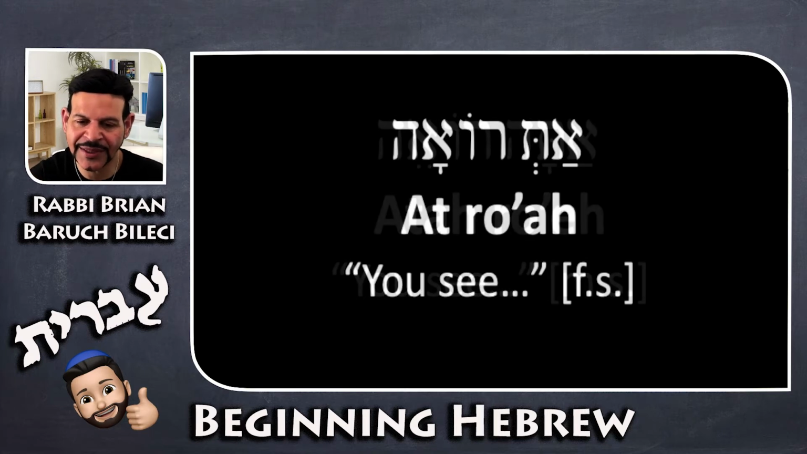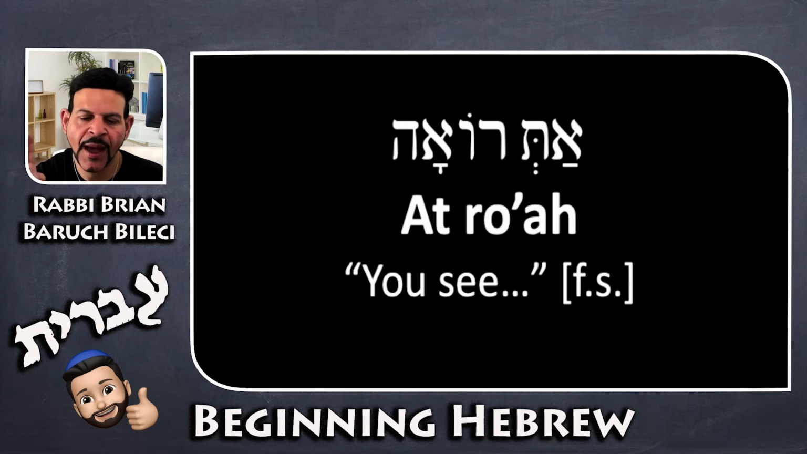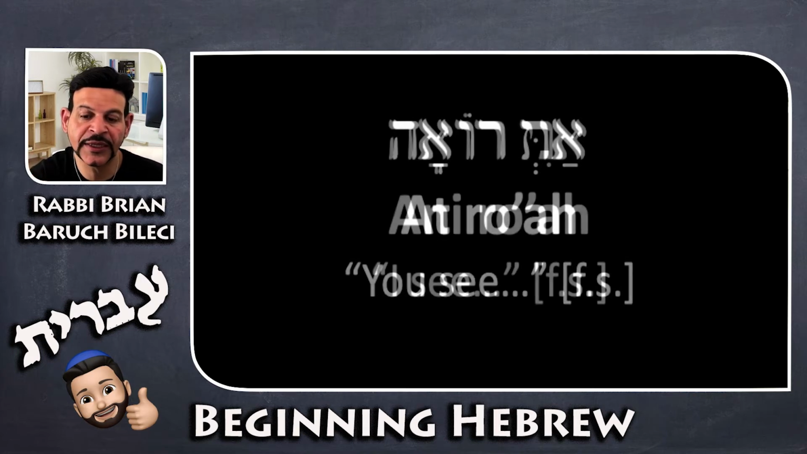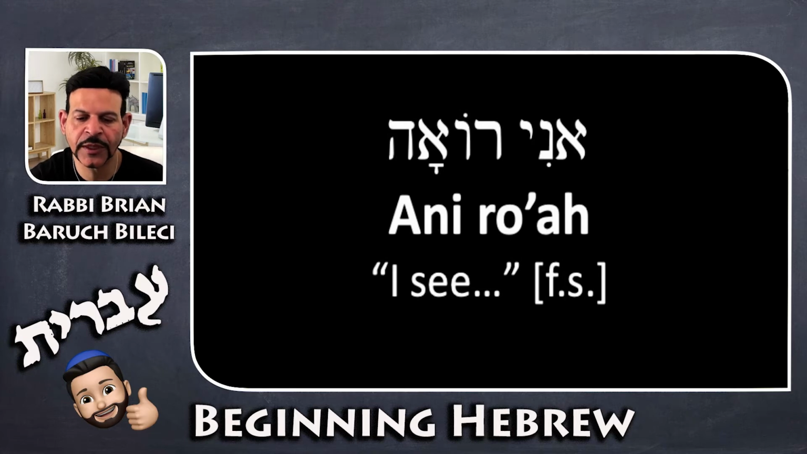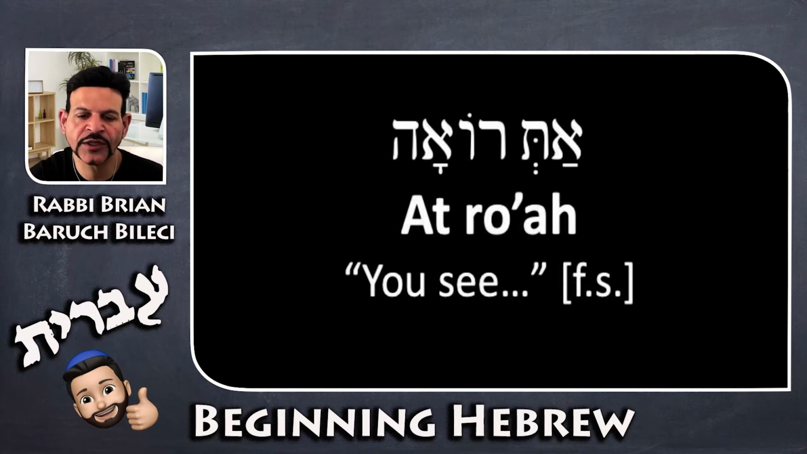So we have at ro'ah. You still keep ro'ah as we did for ani ro'ah for the female speaking, but in this case we're talking to a female, at ro'ah. So that means you see. It's referring to the person you're pointing to that's saying you see. At ro'ah. So it has to be feminine in the pronoun and feminine in the conjugation of the verb, present tense.